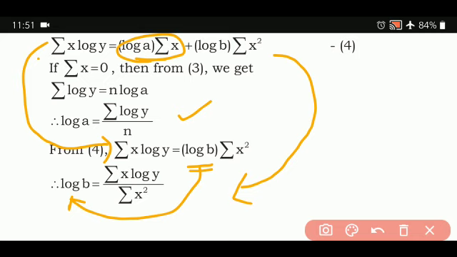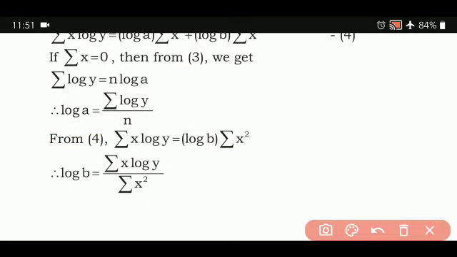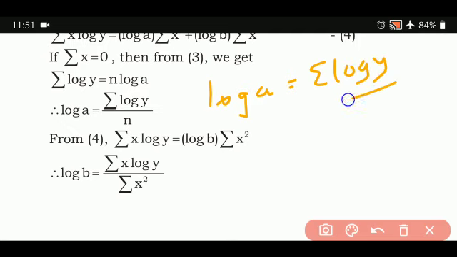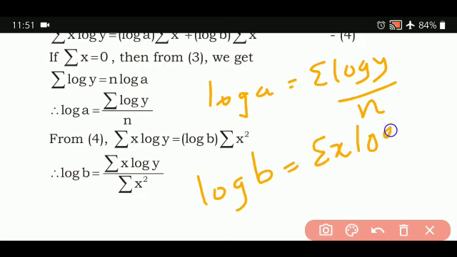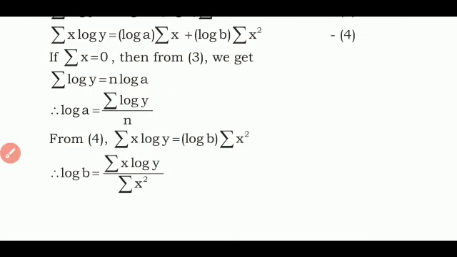So we have got the value log a is equal to summation log y divided by n, and log b is equal to summation x log y divided by summation x square. This is the equation here and this is the equation here. Now we have got them in logarithms, but when we are going to find the answers, we do not want them in logarithms, we want them in anti-log.